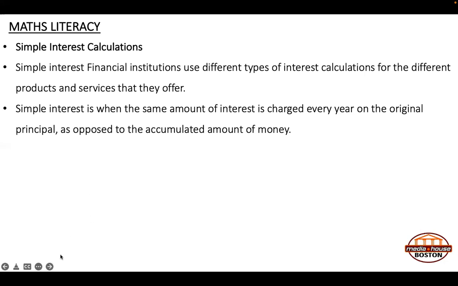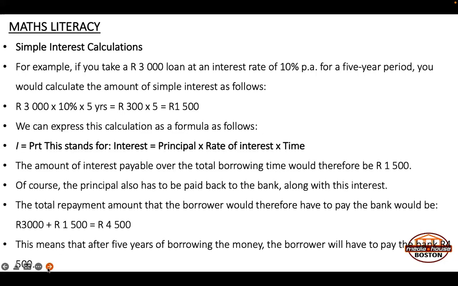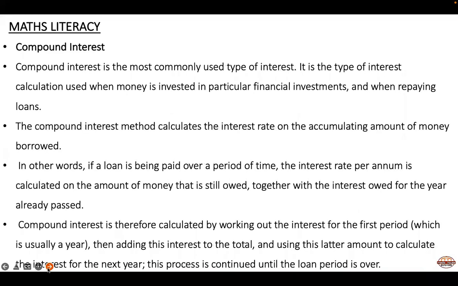All right, so let's get into it. Good try, Level Khan, but it's in a certain way. So remember, we're talking about simple interest and compounded interest, whether we're paying off a loan or investing. Compound interest is the most commonly used type of interest. It is a type of interest calculation used when money is invested, in particular in financial instruments, and when repaying loans. Usually when you invest money, I did give you guys that website, so please go have a look at it and register.